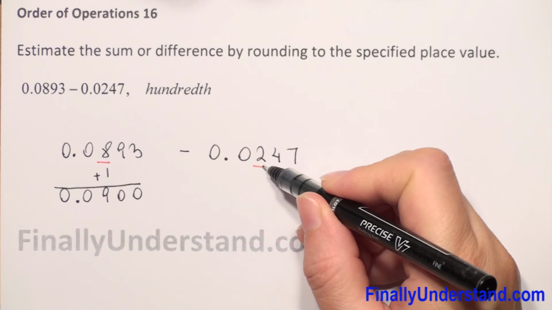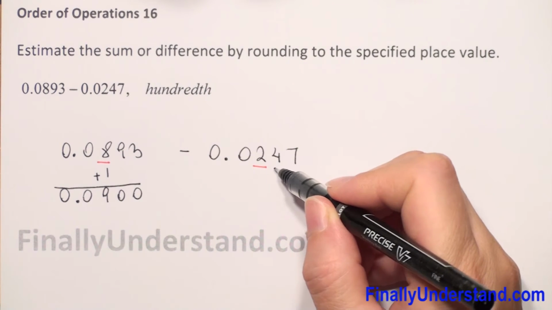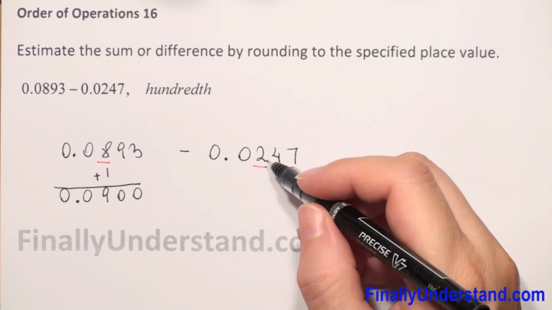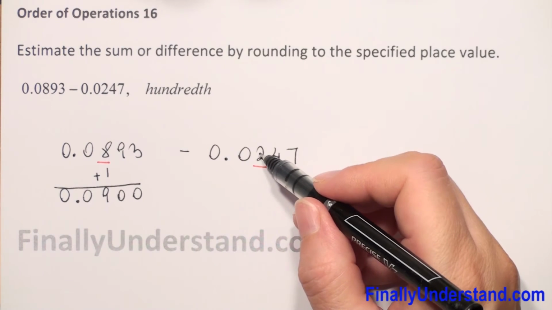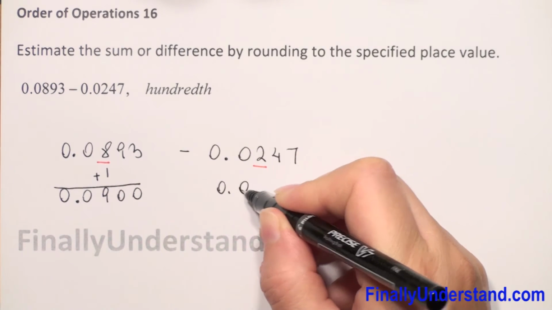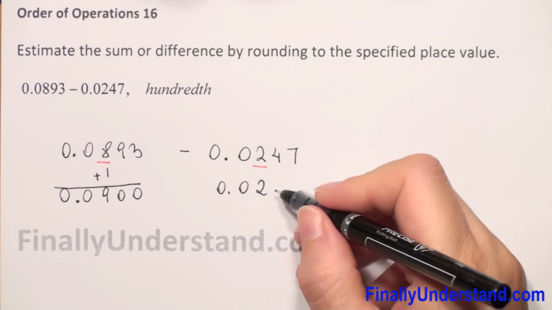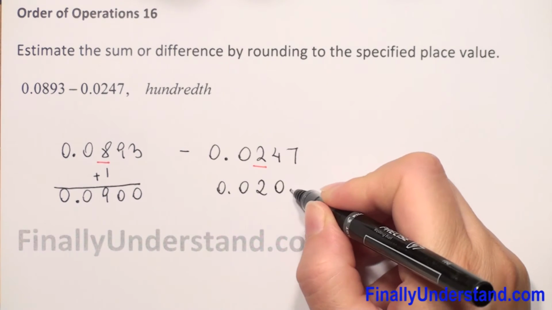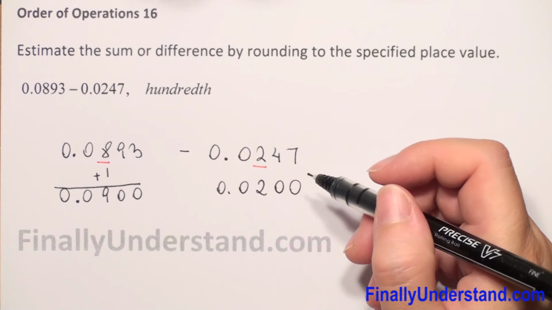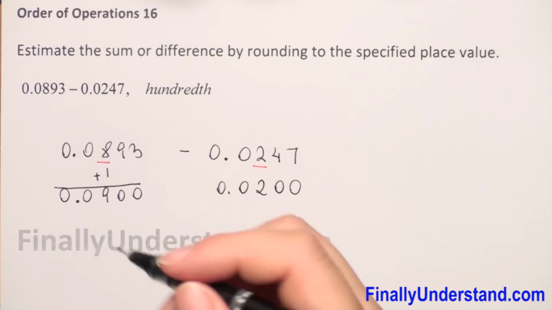Now the second. After our underlined digit 2 we have 4, so the number is less than 5. What do we have to do? We copy everything before our underlined digit, so 0, 0, our underlined digit, and everything after our underlined digit we change to zeros. So now we can do the subtraction.